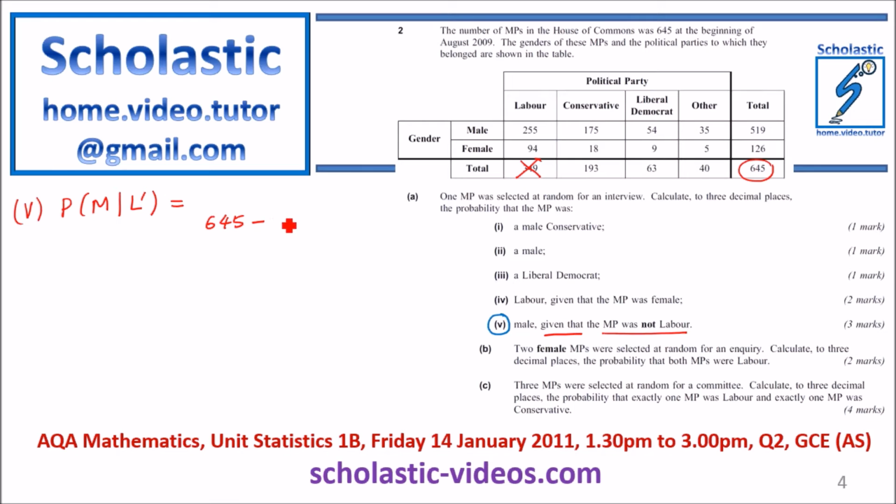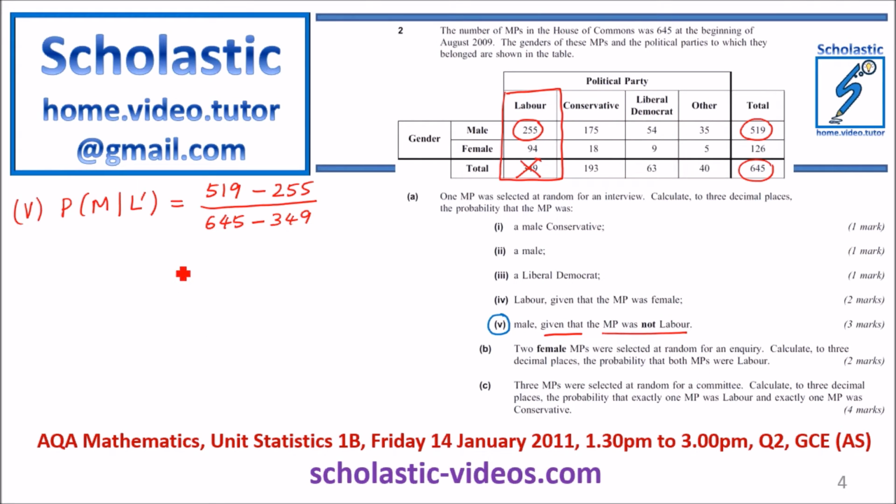labor dash means the total minus the amount of labor, 349, upon male. So the male: totally there are 519 males, but you don't consider labor now, because we are given that it is not labor, so we are not considering any of the labor members. So 519 is the total number of males minus 255. There are 255 labor male members.